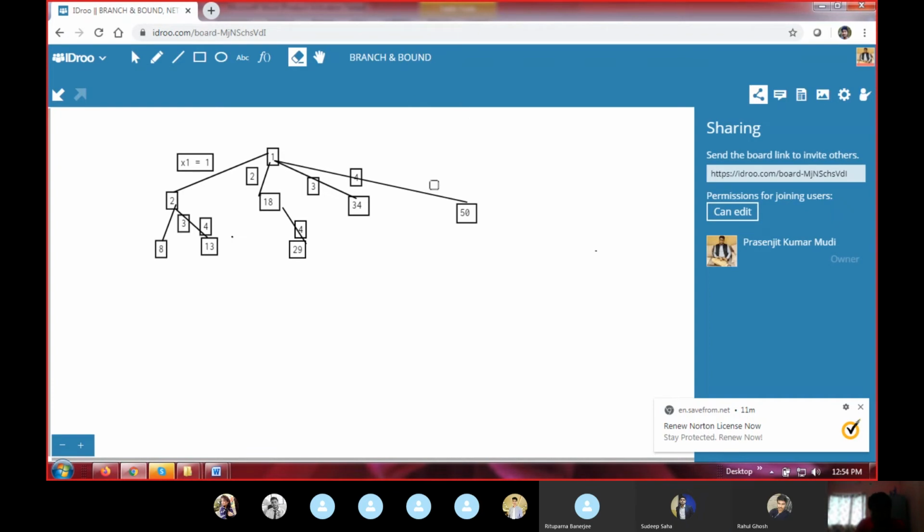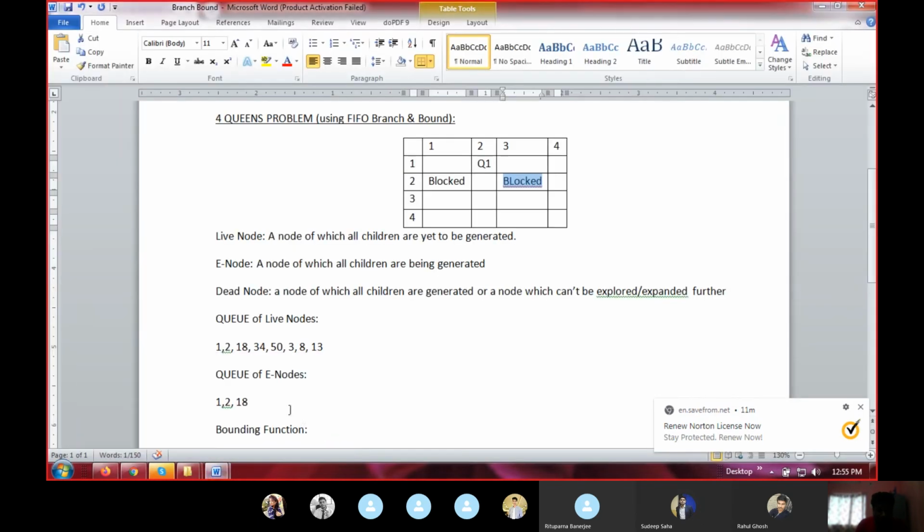Okay, next, node 18 becomes a dead node because all the children of node 18 were generated successfully. The next e-node has to be this one, 34. So 34 is the next e-node, following the queue of live nodes.